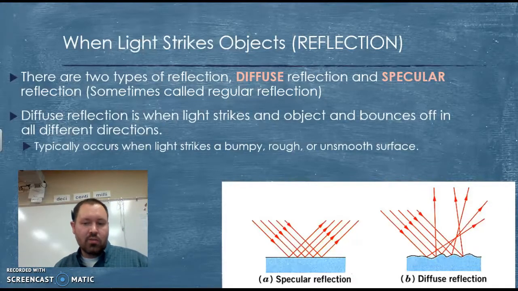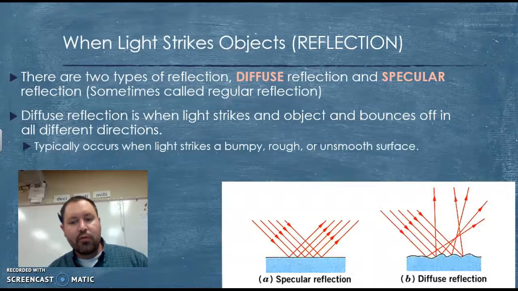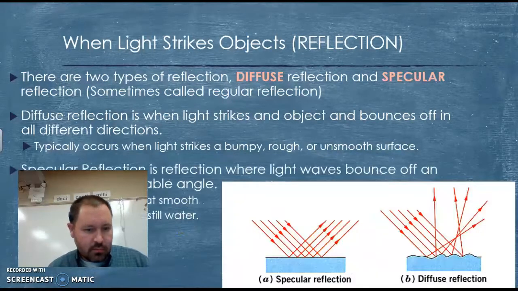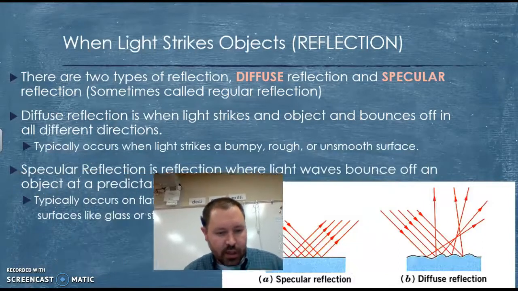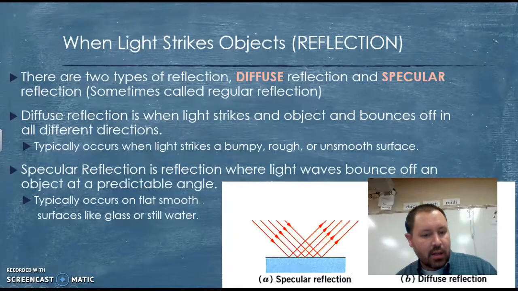So diffuse reflection is when light strikes an object and bounces off in all directions. It typically occurs when light strikes a bumpy, rough, or unsmooth surface. So I guess those are all synonyms. And then there's specular reflection. Specular reflection is reflection when light waves bounce off of an object at an unpredictable angle.